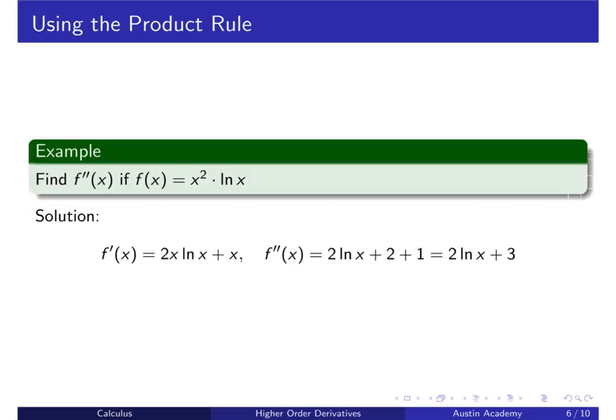Using the product rule, let's differentiate f of x equals x squared times natural log of x. Step 1. The first derivative is 2x times ln x plus x. Step 2. The second derivative is 2 ln x plus 2, plus 1, which simplifies to 2 ln x plus 3.